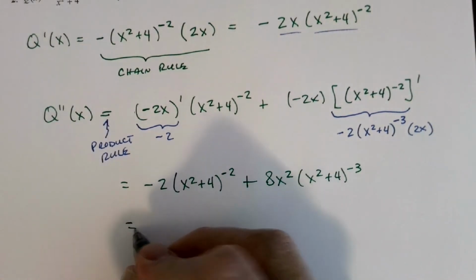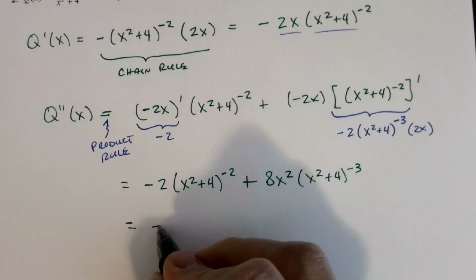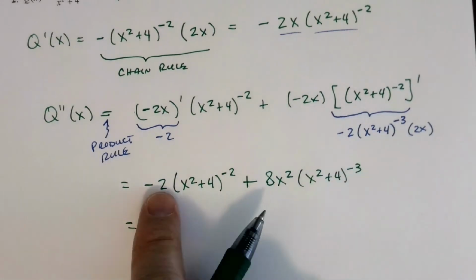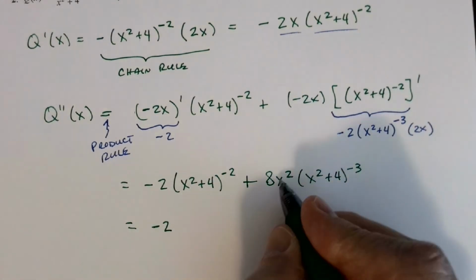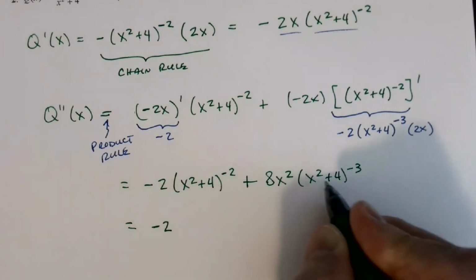And what can I factor out of this? Well, negative 2 and 8, I'll factor out a negative 2. You could factor out a positive 2 if you want to, but I'll get rid of that negative in the front. And then there's an x squared here, but no x squared term here. There's an x squared plus 4 term for both.